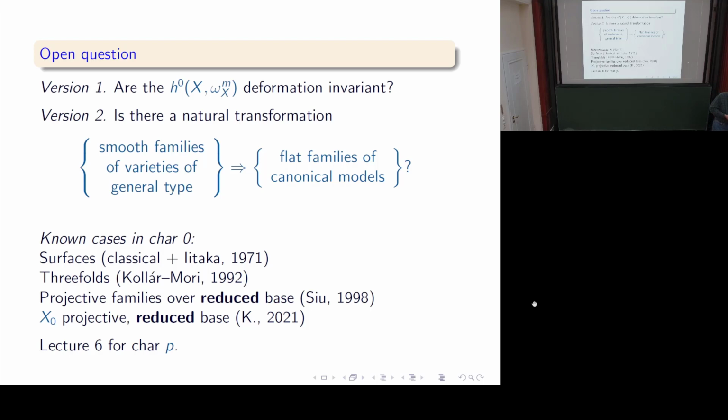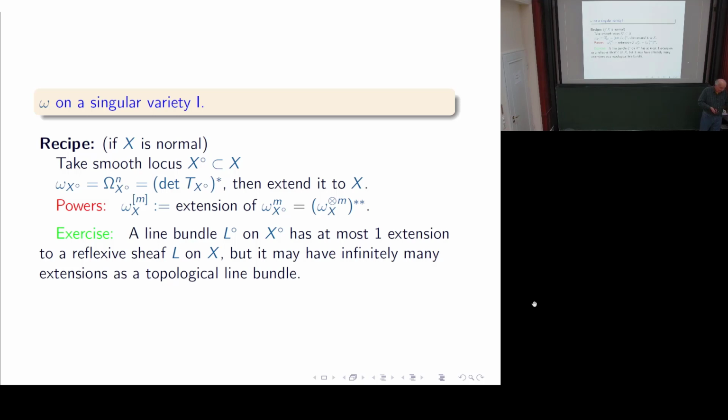Now these canonical models are singular, so we need to make sense of what the dualizing sheaf is. Probably all of you have seen it in the normal case. I start with the dualizing sheaf over the smooth locus, and then I push it forward to X. And then I will use this bracket notation. This means that I take the tensor power, and then I take the reflexive hull. If this is not locally free, then the tensor power can contain some torsion and is not reflexive, so I take the reflexive hull.